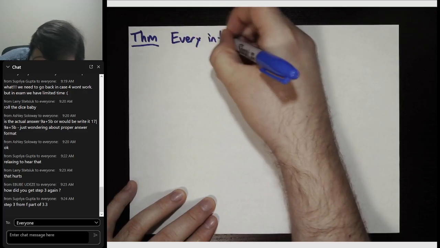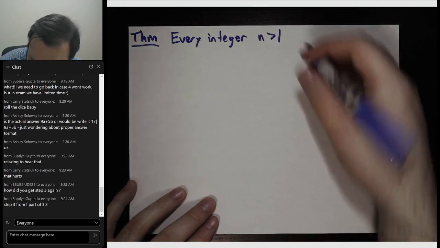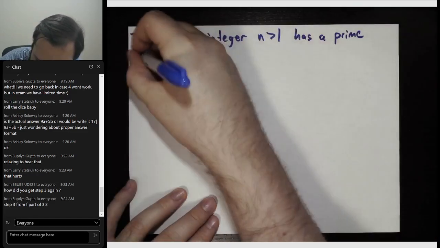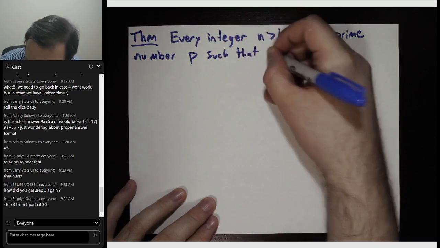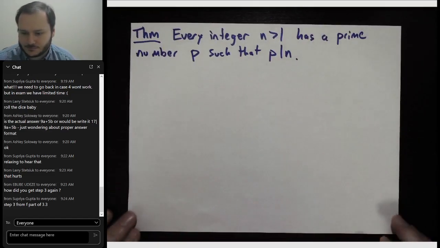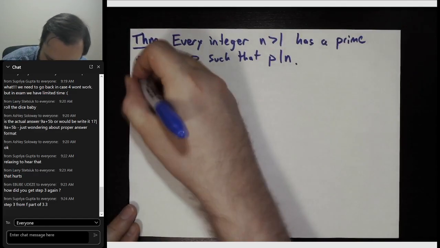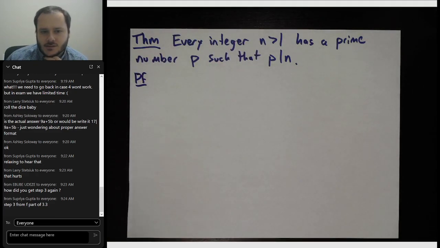Every integer n bigger than 1 has a prime number p such that p divides n. And proof. How are we going to prove a statement like this? Every integer n bigger than 1, some prime number divides it. Any ideas?